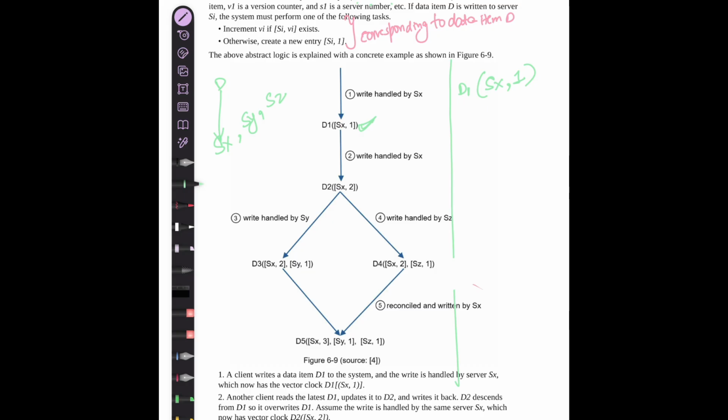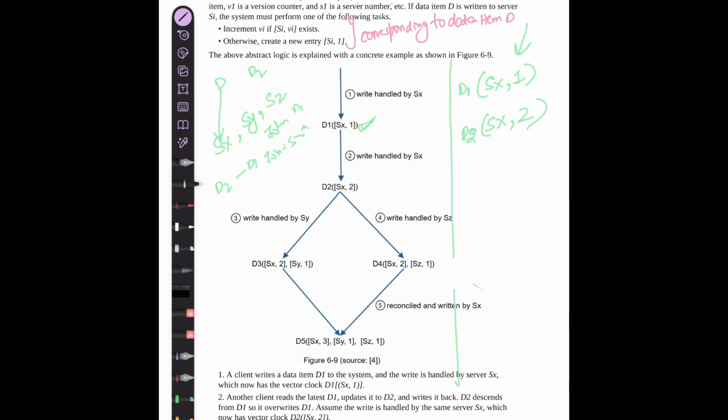Now another client comes, it reads the data D1 from the system and it says, okay, I need to update it to D2. So it updates it to D2 and writes it back. So D2 is essentially an override of D1. Say the earlier name was John, the other name is John Smith. So this is D2 and this is D1. Since let us assume that this also happened on the same server, the state would look something like D2, SX, 2. Why SX, 2? Because when D2 came, it checked if SX already has a version number associated with it. It already had one write, so it just updated the version count here.